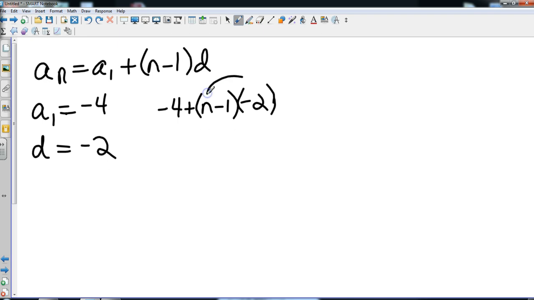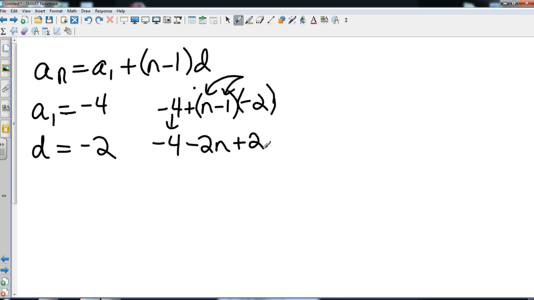So we're going to draw our stupid arrows. And now go from left to right. I just bring down that negative 4, not doing anything with it right now. What's negative 2 times n? Negative 2n. And what's negative 2 times negative 1? Positive 2. Make sure you put a sign on it. And now I've got 3 terms. What can I do with them? I can combine like terms.